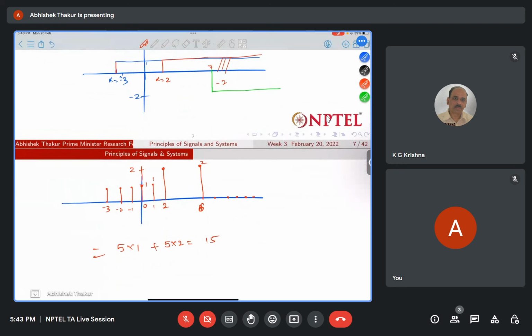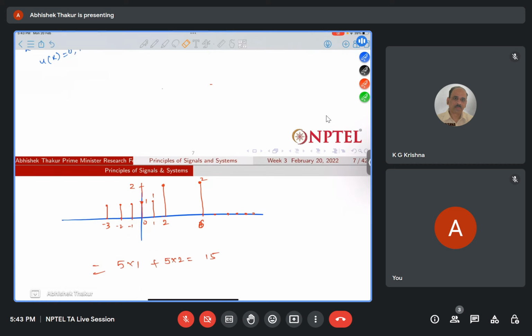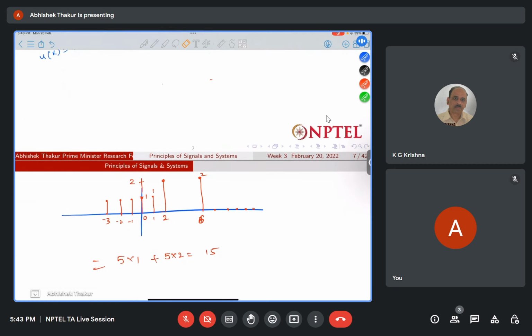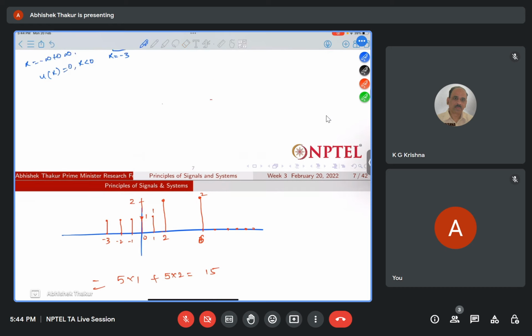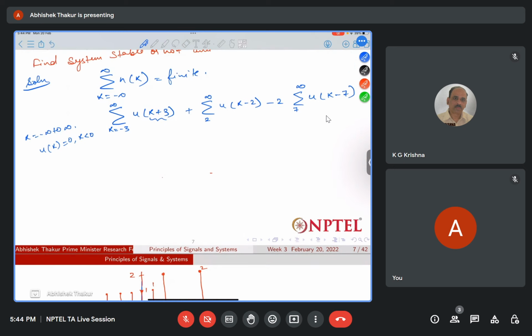Okay, so this I have just drawn for calculation. You can do this directly only. No need to draw this. We can directly calculate that this will be 15, because after k is equal to 7, the other terms will get cancelled. So we can do it like this.